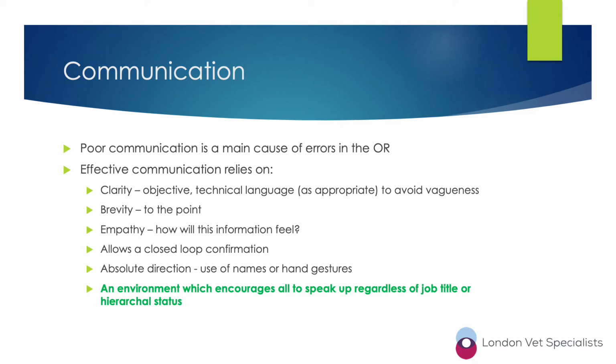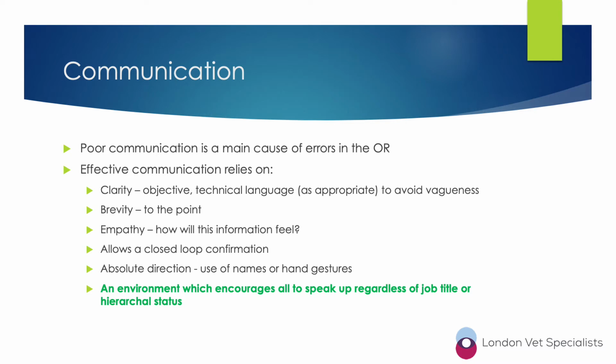So as I say, poor communication is the main cause of errors in the operating theatre. And in order to effectively communicate, you want to make sure that your communication is clear, so clarity is important. You want to use objective and technical language so as to avoid vagueness. You want to be to the point, so the message should be brief. You want to deliver it in a way that is not going to make the team members scared of you or feel offended, so you have to have some degree of empathy.